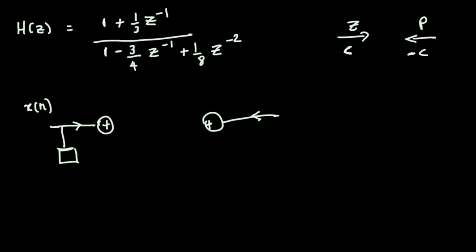after the z to the power minus 1, we have to take care of the other coefficient. In this case, we only have one zero, with the coefficient 1/3, so we are going to have that over here, connected to over here. Okay, so that is the only thing we are going to have here. Then now we move to the poles.